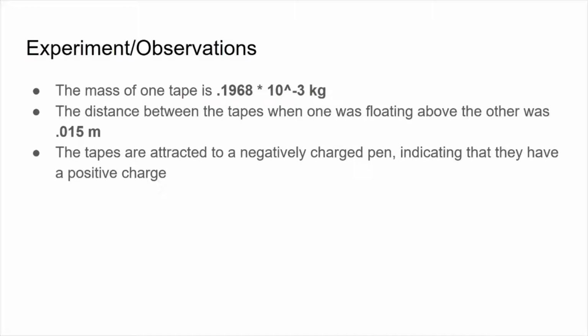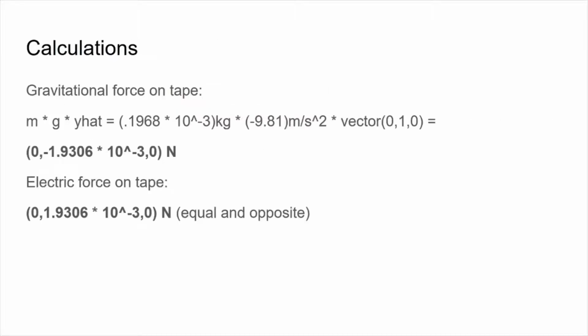So we found that the mass of one tape is 0.1968 grams, and the distance between the two tapes when one was floating above the other was 15 centimeters. And then we found that the tapes had a positive charge, which we deduced by the fact that it was attracted to a negatively charged pen. So from those measurements, we could find the gravitational force on the tape by multiplying the mass times the acceleration due to gravity times the y-hat direction, which gave us the vector 0, negative 1.9306 times 10 to the negative 3 newtons.